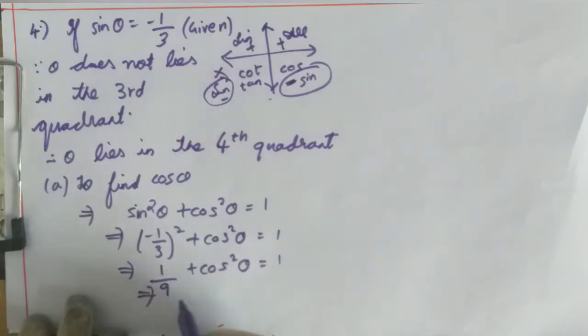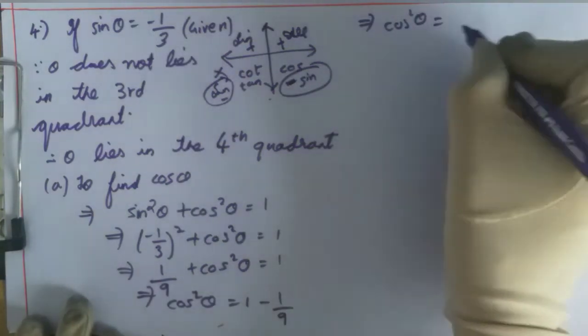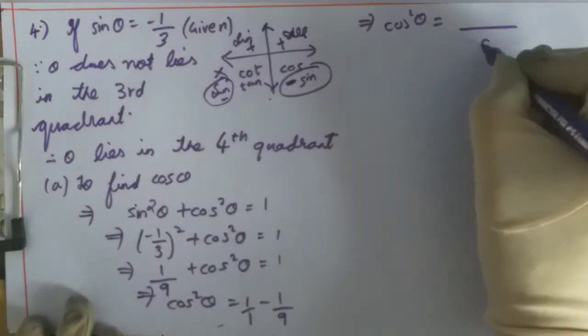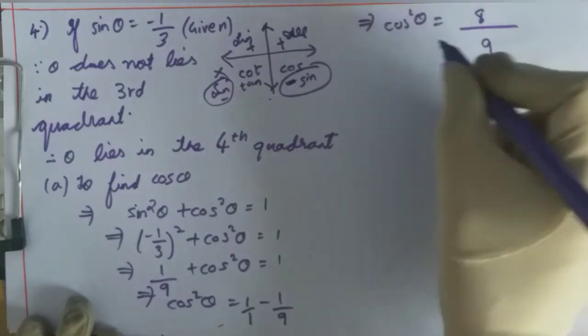This will become cos square theta is equal to 1 as it is, plus 1 by 9 goes outside, minus 1 by 9. Then cos square theta is equal to, the LCM of 1 and 9 is 9. 9 by 1 is 9, 9 minus 1 is 8. So cos square theta is 8 by 9.